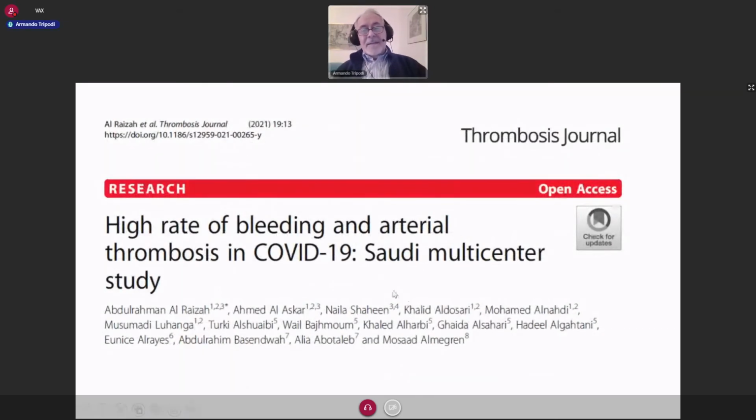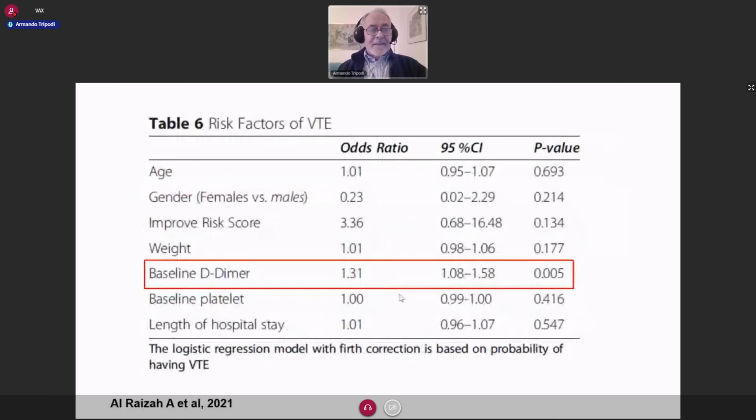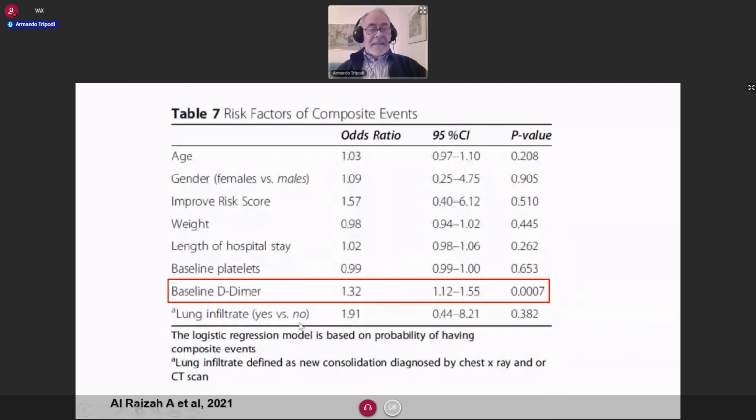There was also a recent paper published on a multi-center study in Saudi Arabia. And here the authors found that the baseline D-dimer, as you can see here, is a risk factor for VTE with an odds ratio of 1.3, which was statistically significant. And also the baseline D-dimer in this study was a risk factor for composite events, as you can see here. The odds ratio was 1.3 and was again statistically significant.